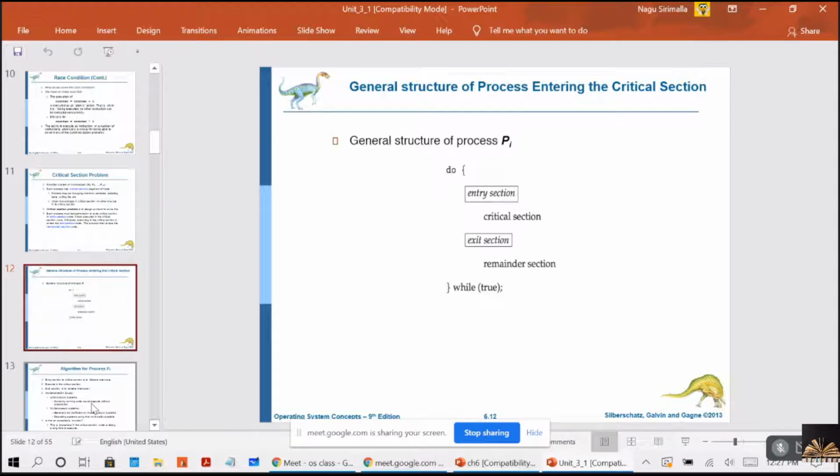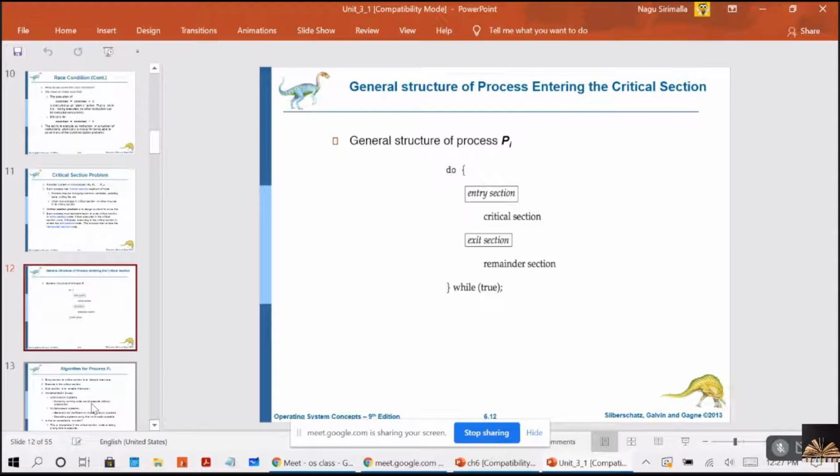The section of code implementing this request is the entry section. Whenever a process wants to enter its critical section, it must request permission. It should ask the operating system, saying that it wants to use the variables inside the critical section. That can be done in the entry section. If it gets the permission, it will enter the critical section and do its job.